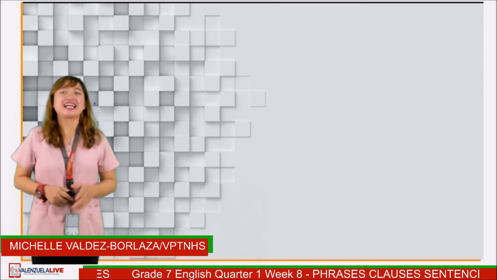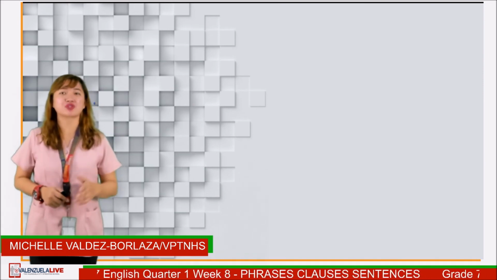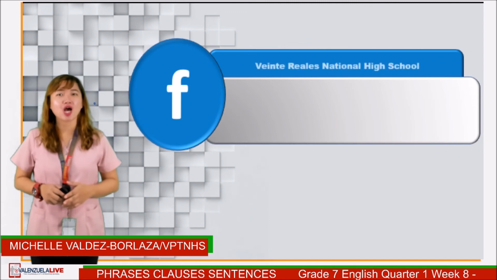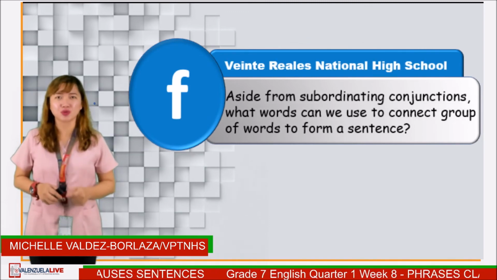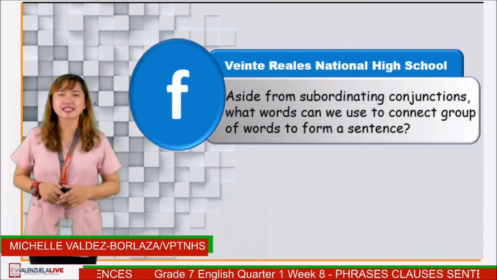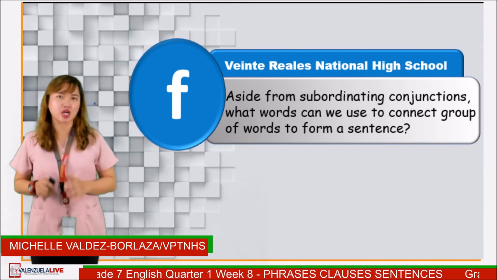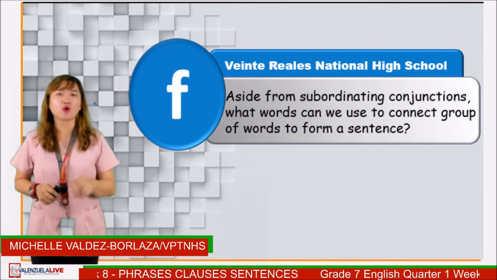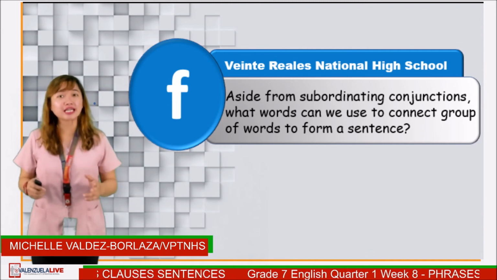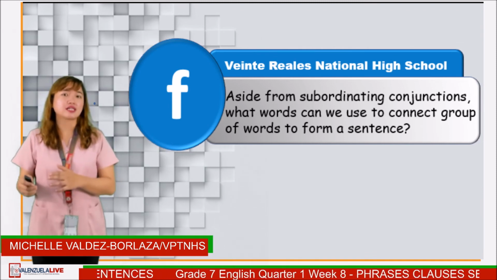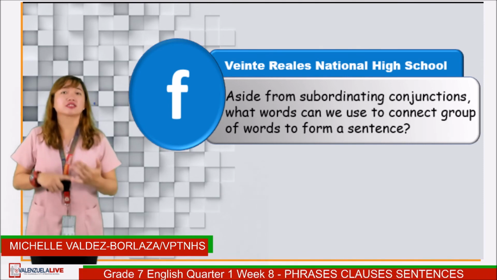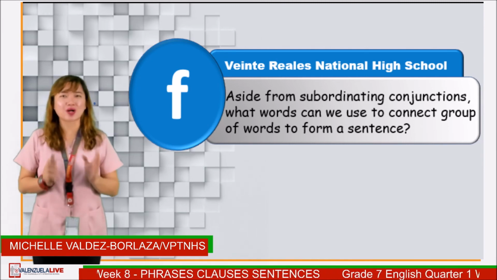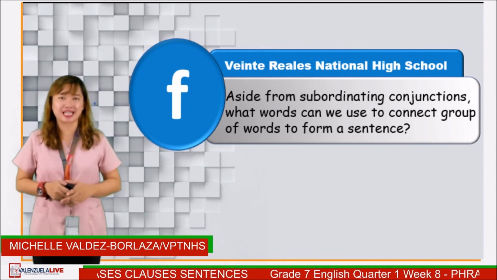And I'm back. Let me now answer some of the questions captured by our moderator. Our first question is from Venteriales National High School. The question is, aside from subordinating conjunctions, what words can we use to connect group of words to form a sentence? Well, we can use other logical connectors, such as coordinating conjunctions, transitional devices, or other prepositions. Actually, this topic will be discussed on our next learning engagement.